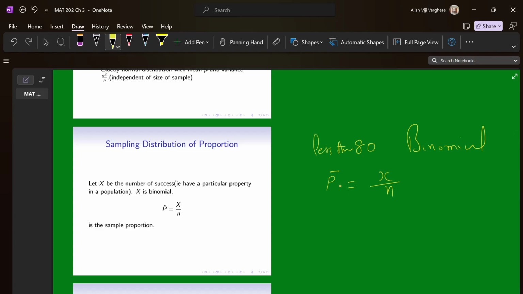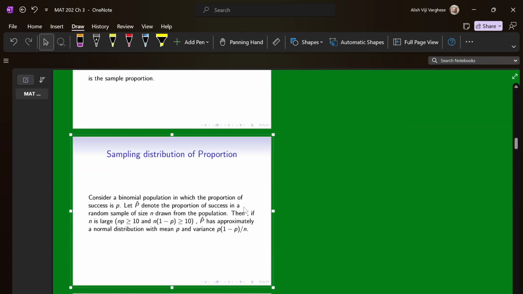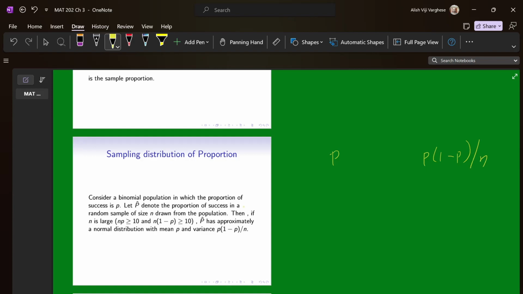Then this p bar is also a random variable and has a sampling distribution. The sampling distribution of p bar, for large samples, is that p bar will follow a normal distribution with mean p and variance p into 1 minus p divided by n. The sample is said to be large enough if n into p is greater than 10 and n into 1 minus p is greater than 10. That's the condition in which we can consider the sample to be a large sample.